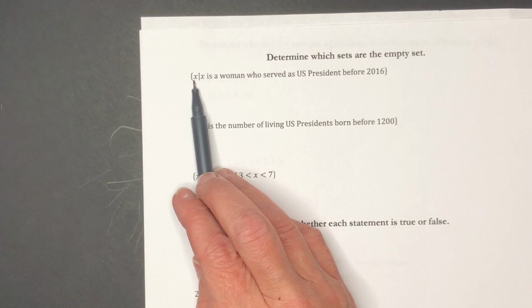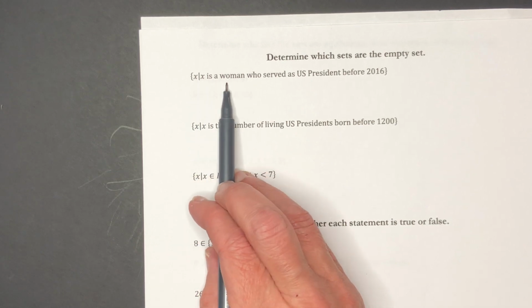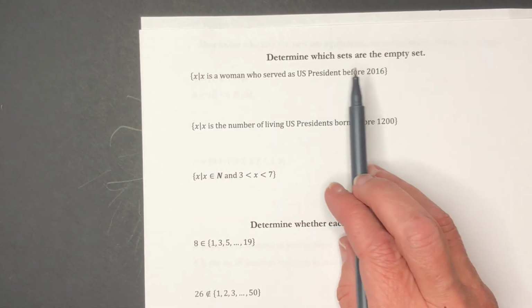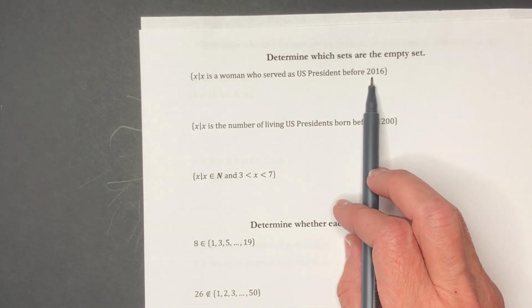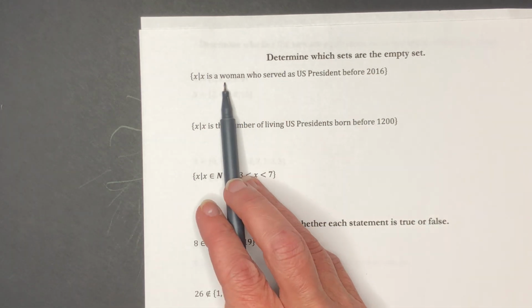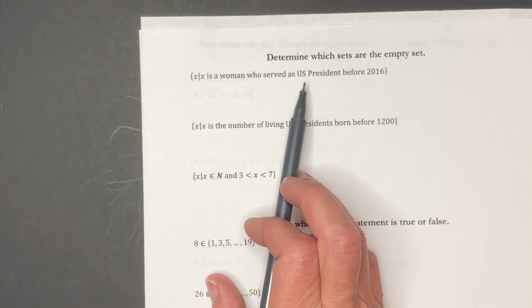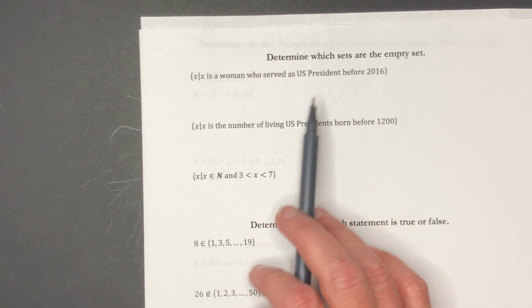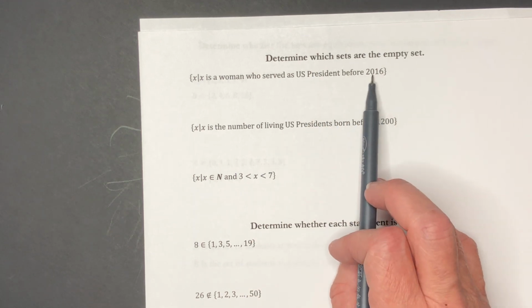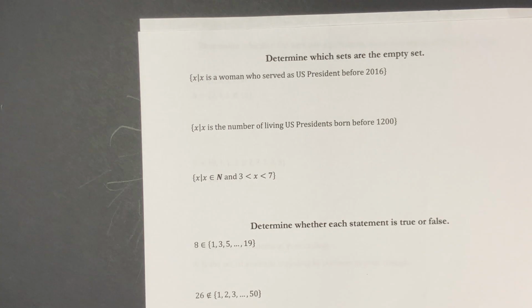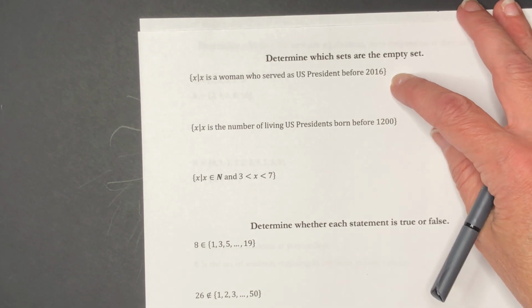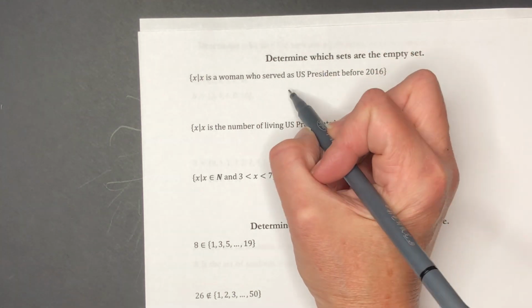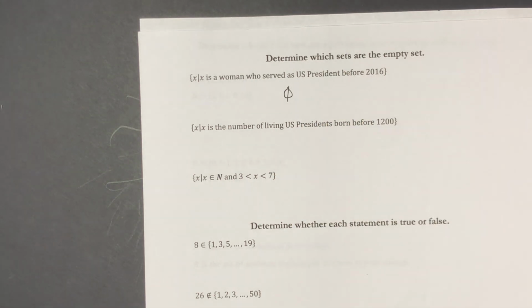This one says the set of all x, where x is a woman who served as US president before 2016. Okay, well, we haven't had a woman president yet, not an official one anyway. And before 2016, if there were a woman who had been US president before 2016, we could tell whether or not they belonged. So this is a well-defined set. It just doesn't have anything in it. So your answer here is just the empty set.